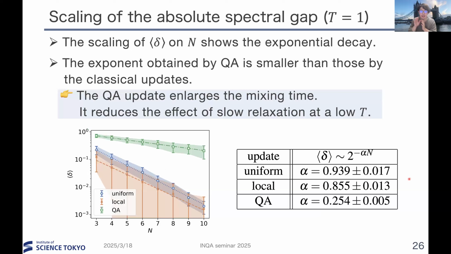So next, we move on to the scaling of the absolute spectral gap at T equal 1. This is a figure of the absolute spectral gap versus system size n. This is a semi-log plot. The scaling of the absolute spectral gap on n shows an exponential decay, and this is the exponent of this graph. From this figure, the exponent obtained by the QA is smaller than those by the classical updates. So from these results, the QA update reduces the mixing time, and it reduces the effect of slow relaxation at low T. So this is the result of the spectral gap.